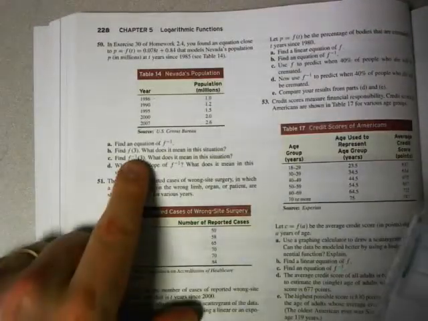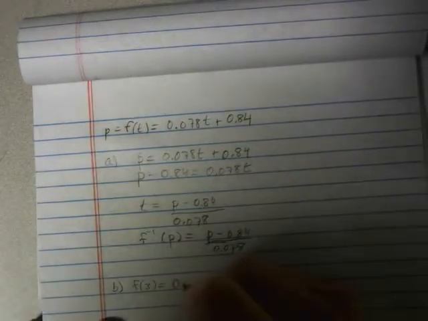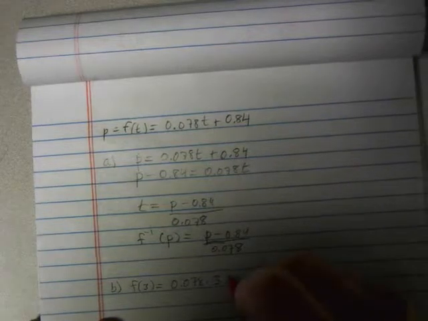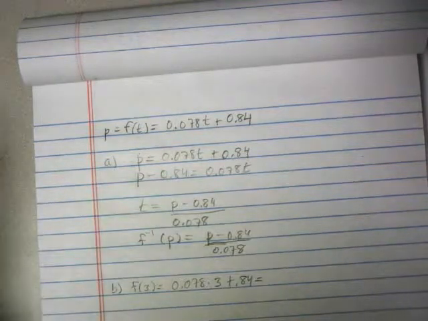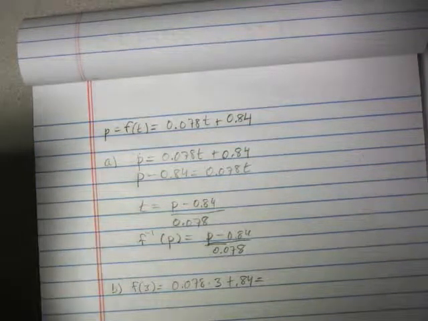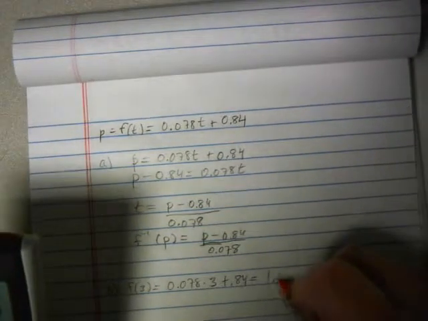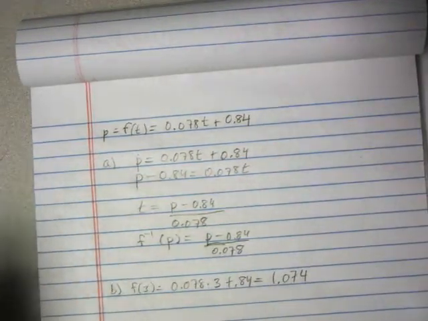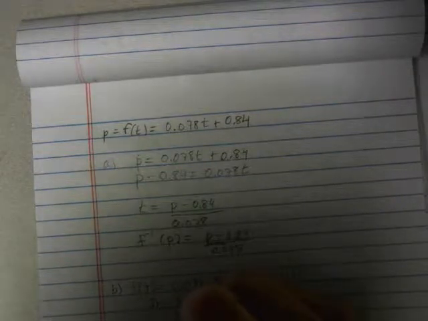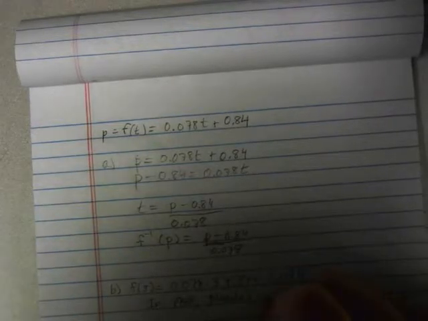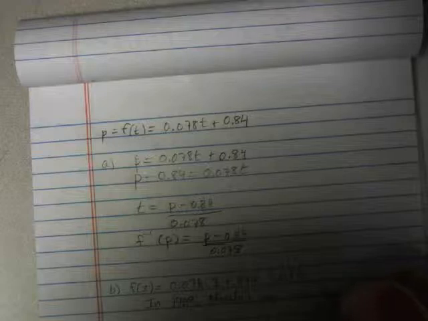Part B says find f at 3. Well, f at 3 would be 0.078 times 3 plus 0.84. And I grab my trusty calculator. 0.078 times 3 plus 0.84. That would be 1.074. And what would that mean? Well, in this case, this means I plugged in year 3. So we started in 1985, so in 1988, Nevada's population was 1.074 million.